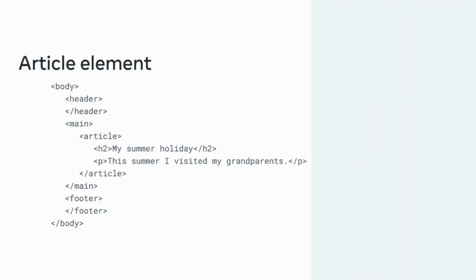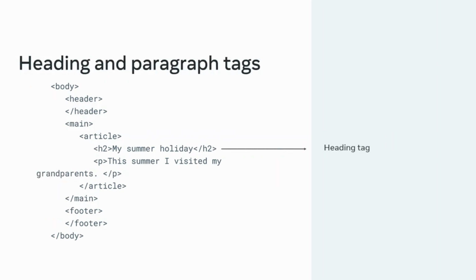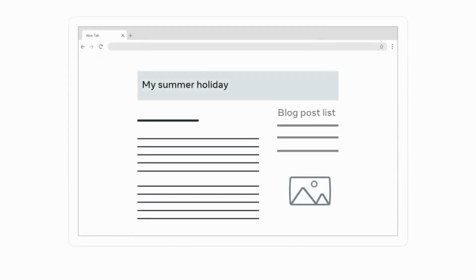Let's examine how the article element is used. Say you are developing a blog about your summer holiday. It's good practice to contain the blog post content inside of the article element because it's a complete self-contained composition on a web page. You should place the article element within your main element. Then you add your regular heading and paragraph tags inside the article element. The reason for doing it this way is because the main element semantically represents the main content of the page. And inside of it, there can be multiple article elements for something like a blog post list.